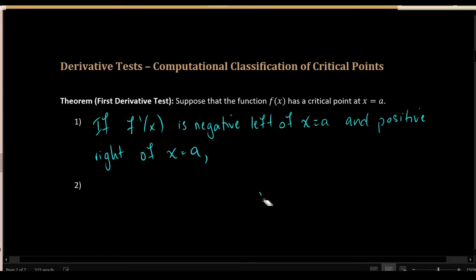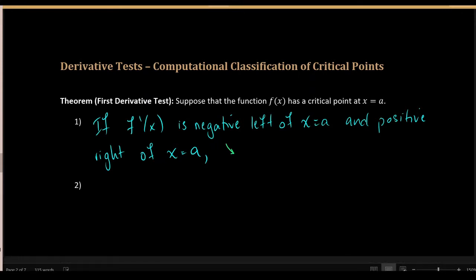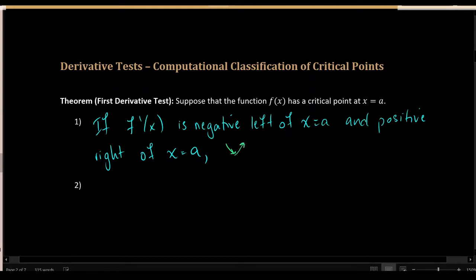well, first of all, let's quickly do a sketch of what that might imply. If f prime is negative, then the original function is decreasing in that region. So it'll look like it's going down. Then if f prime is positive to the right of x equals a, then the original function f of x is increasing to the right of x equals a. And so in the vicinity of a, the original function f of x is going to look a lot like what we have here in green.